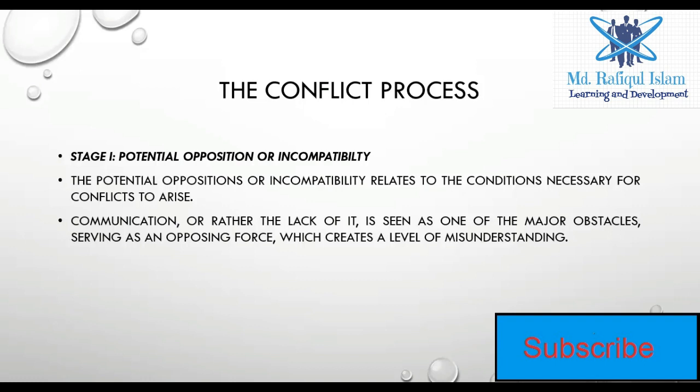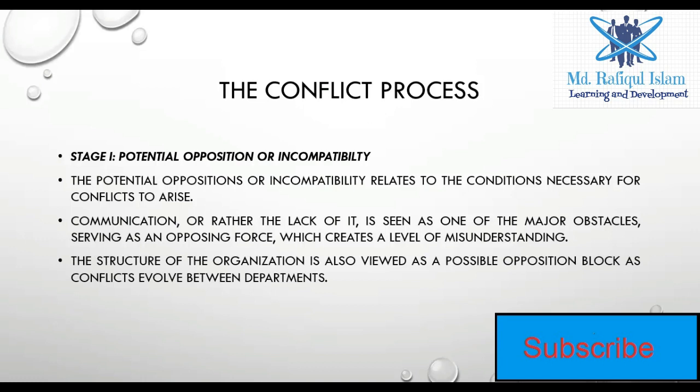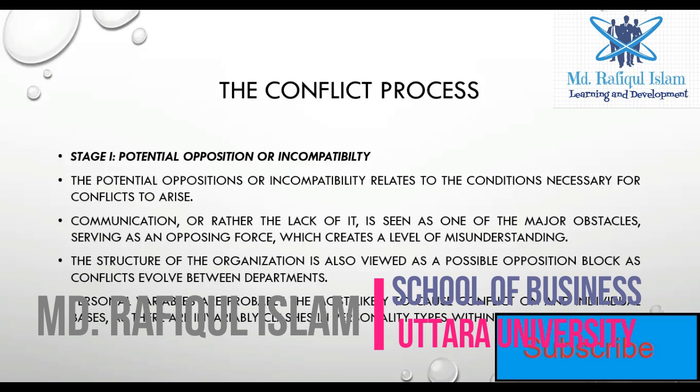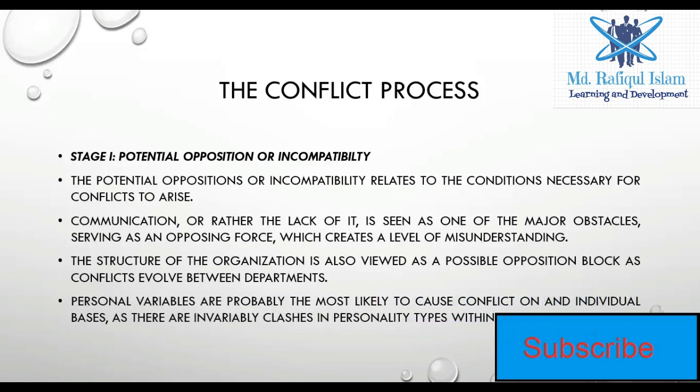Due to the communication gap, people misunderstand, and due to their misunderstanding, they take the opposing side against you. The next thing is the structure of the organization, which is viewed as a positive opposition block as conflicts evolve between two different departments. Here, different departments will not help and support you, and you will get involved in the conflict. The next one is personal variables, and these variables are probably the most likely to cause conflict in the organization and on an individual basis, as there are invariably clashes in the personality types within an organization.